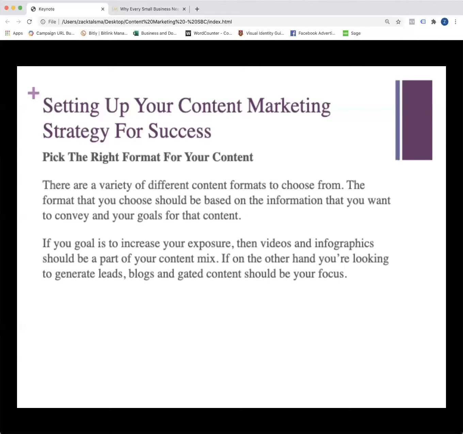But it should also be based on the information that you want to convey. So if it's something that's very visual, you don't want to write a blog post. You're going to want to do images, videos, something that you can visually show. Or if it's something that's hard to explain in words, you would switch to doing a video, doing some images and infographics, something in that respect.